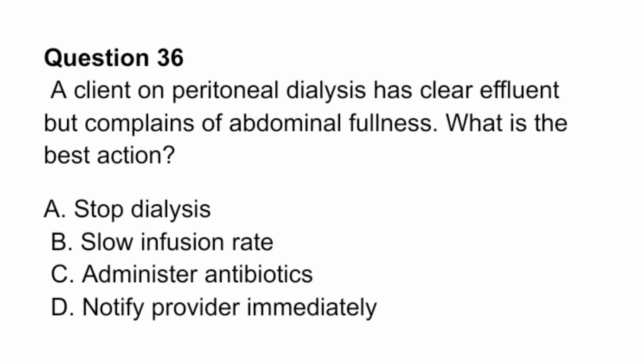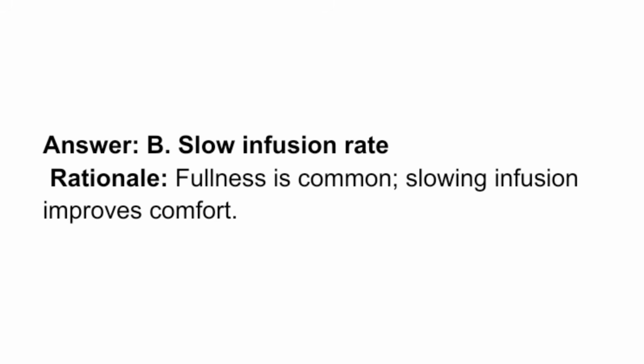Question 36. A client on peritoneal dialysis has clear effluent but complains of abdominal fullness. What is the best action? A. Stop dialysis. B. Slow infusion rate. C. Administer antibiotics. D. Notify provider immediately. Answer: B. Slow infusion rate. Rationale: fullness is common. Slowing infusion improves comfort.